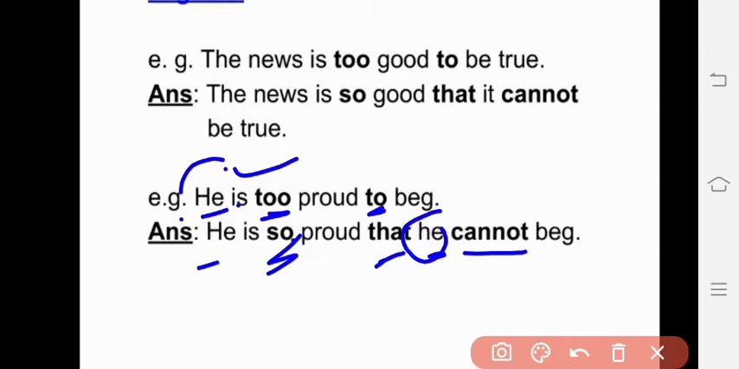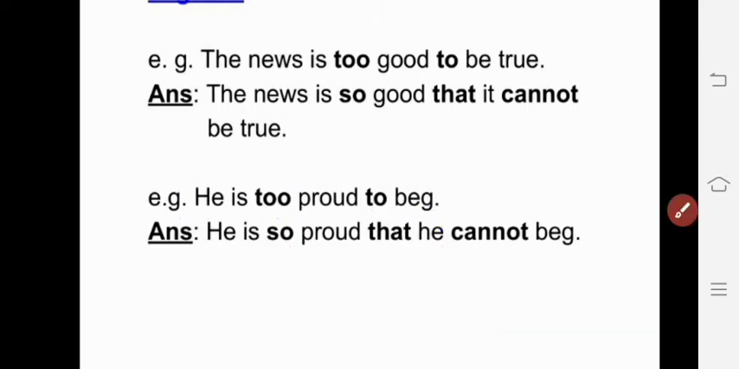If the sentence is like this, he was too proud to beg, so the answer is like that: he was so proud that he could not beg. Here "cannot" converts into "could not" if "was" is given. Now we go over to the next.